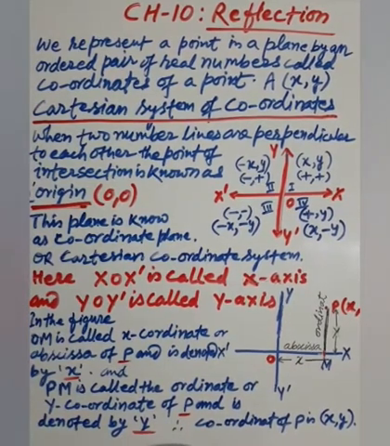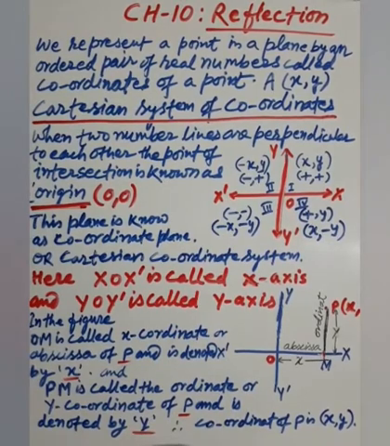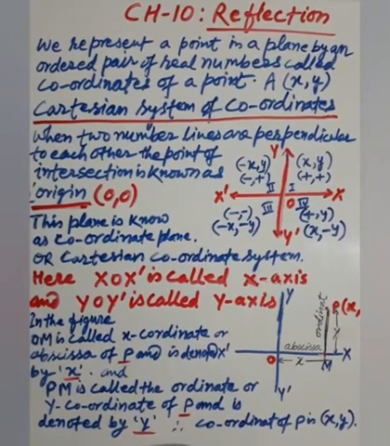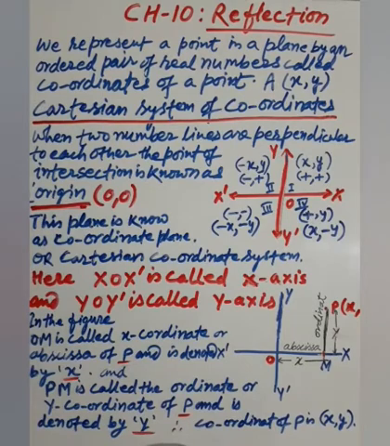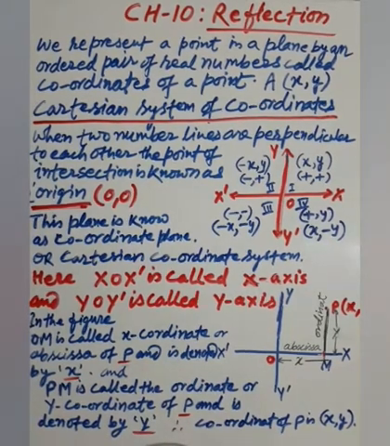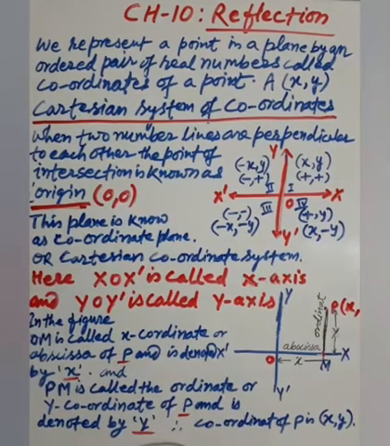Children, you know about reflection. Reflection can be seen in the mirror when we see our faces. The image formed in the mirror is as far behind the mirror as the object is in front of it. We represent a point in a plane by an ordered pair of real numbers in geometry, called the coordinates of a point A, as (x, y).